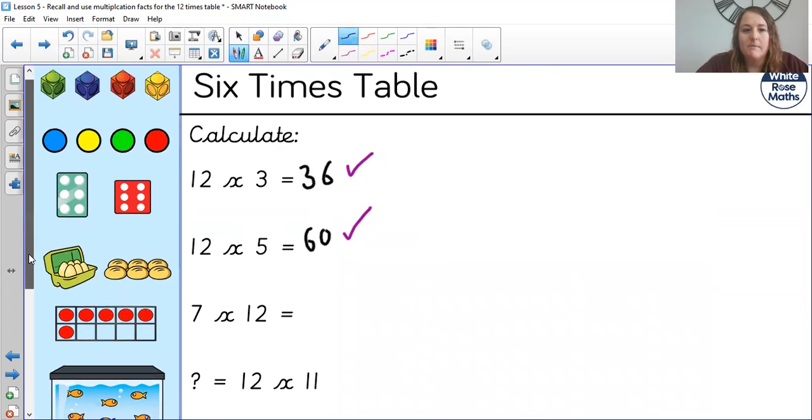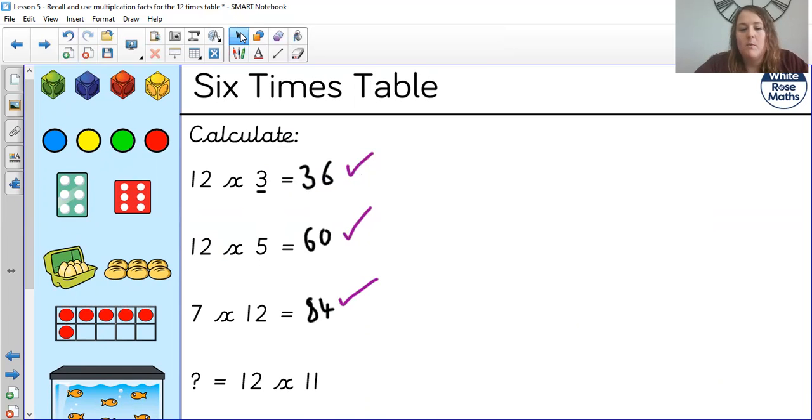Okay, 7 times 12. If I know 6 times 12, because I know 3 times up here, if I double that to get to my 6 times, which would be 72, I can add 1 more lot on, which would be 84. So again, it's just trying to use what we have. So if you've got 84, give yourself a tick.